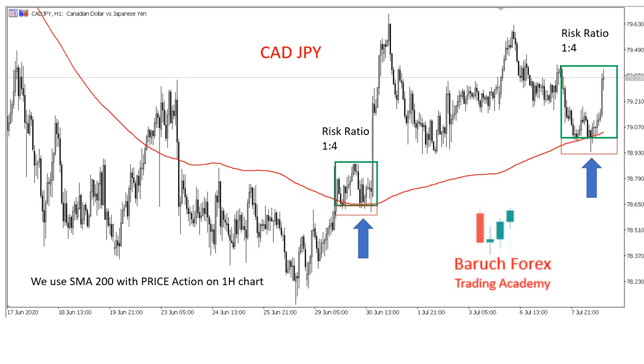Okay, so first of all, you insert the simple moving average 200 period, and after that what you need to see is the price action. Whenever the price crosses over the simple moving average of 200, or moves down, or crosses down on the 200 moving average.